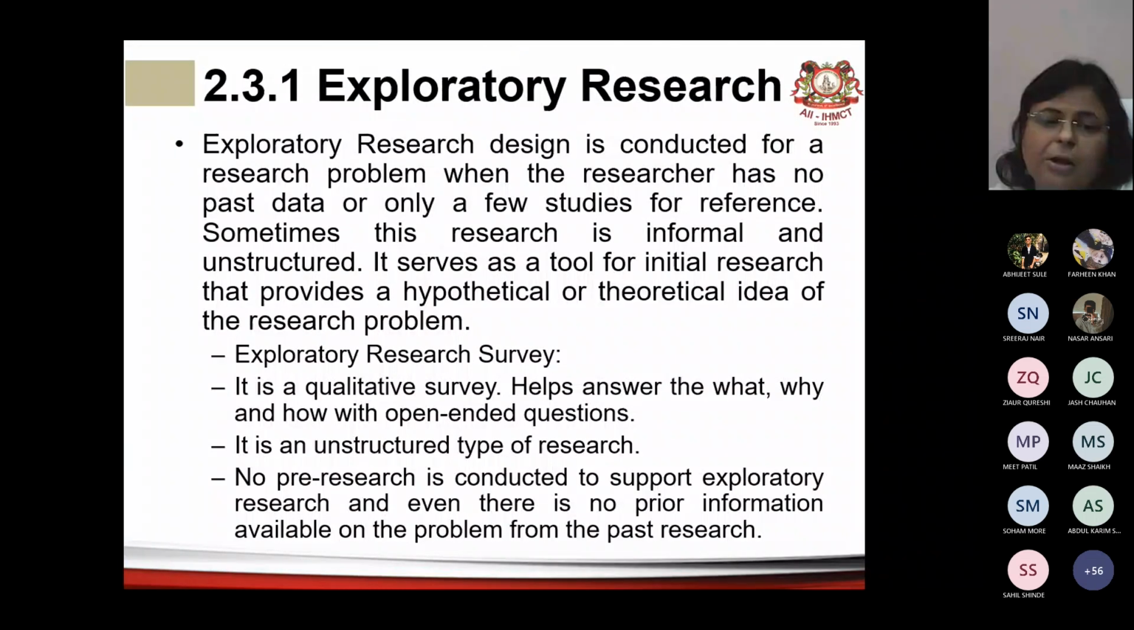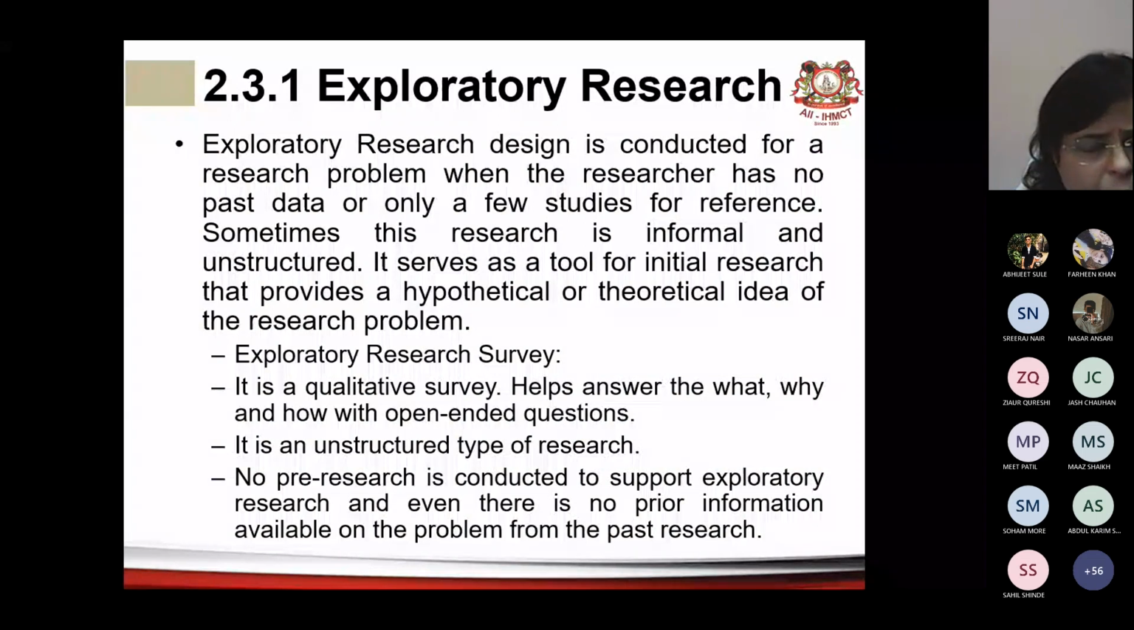No pre-research is conducted to support exploratory research, and there is no prior information available on the problem from past research. I would say "no" should not be the word. In exploratory research, if for a certain topic you have 70% secondary data, for exploratory you will have 20% secondary data. I would suggest for you all, please do not go for no secondary data. It is a very difficult research again.